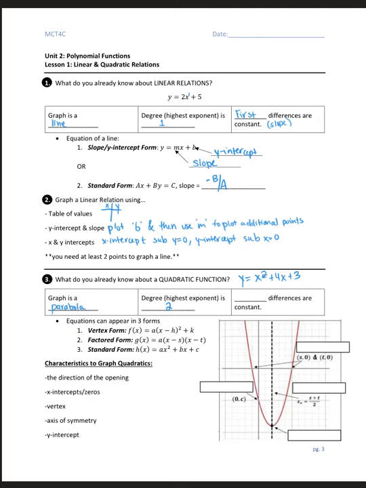Which differences are constant in a quadratic function? Our second differences are constant. So we calculate our first differences. Those will all be different values, and then we compare those first differences to calculate our second differences, and those should all be the same.